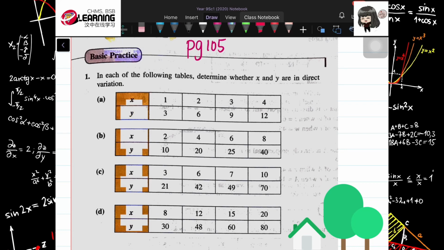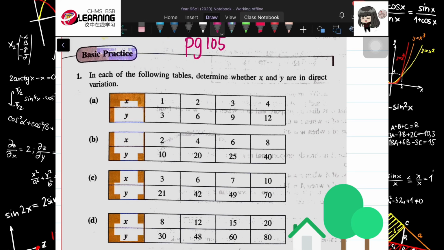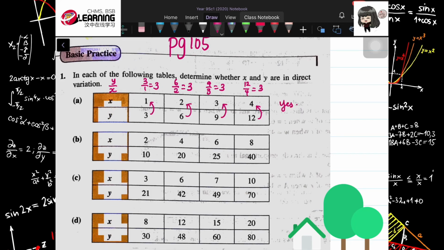Let's find the constant for question 1A. We divide Y divided by X. In this case, 3 divided by 1 is 3. For the second part, Y divided by X is 6 divided by 2, which is equal to 3. And 9 divided by 3 is also 3. And how about 12 divided by 4? It's also 3. So we can say that yes, Y is directly proportional to X.